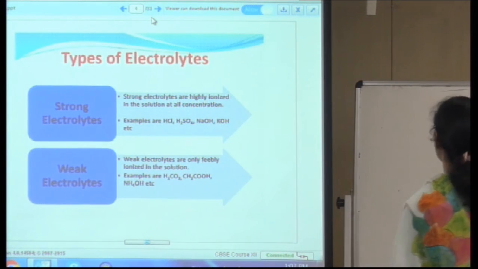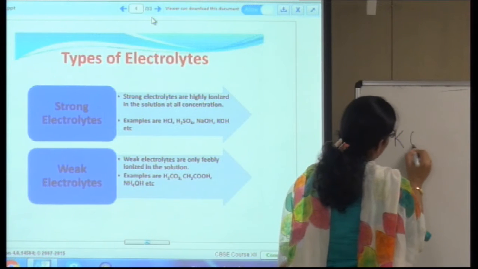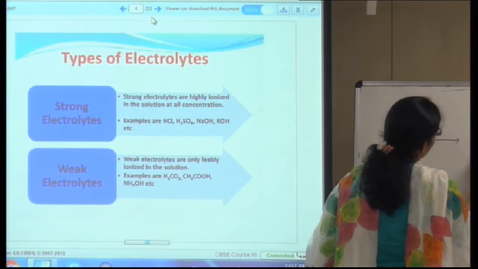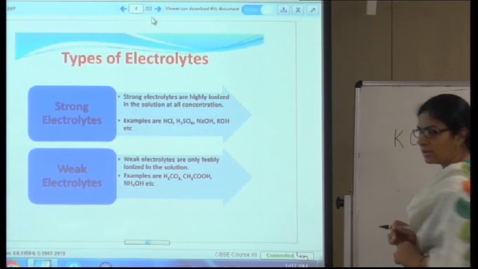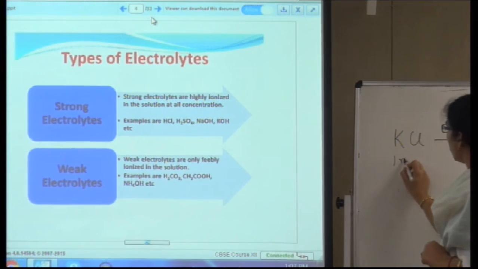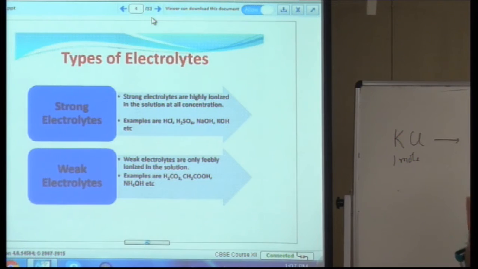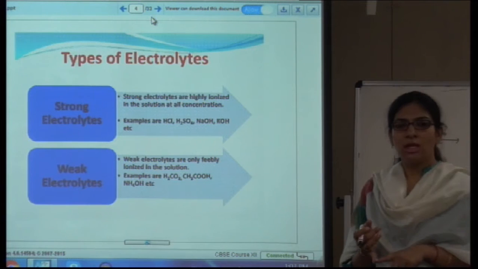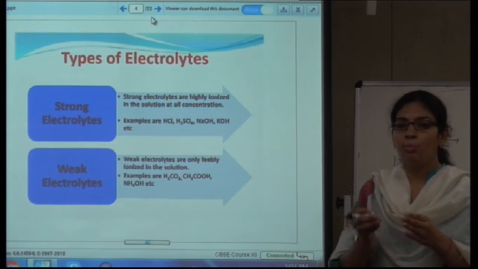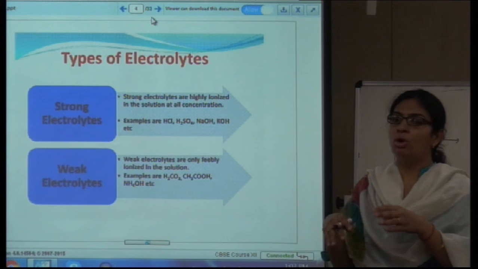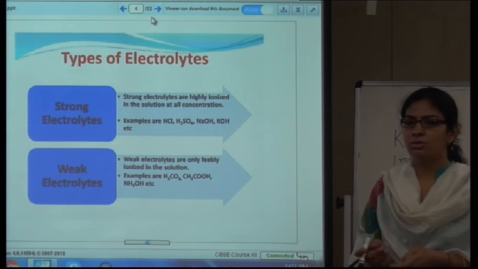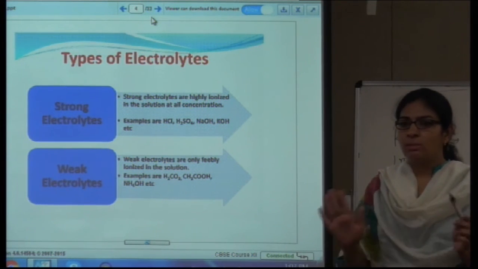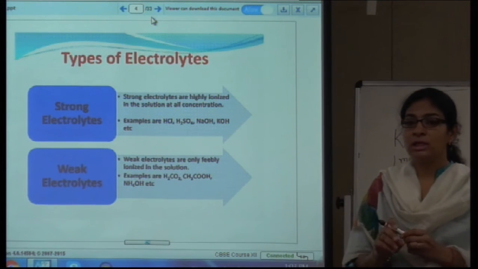See, you have KCl, it will split into K plus and Cl minus. Suppose you take 1 mole of this, then because KCl is a strong electrolyte, you are going to have 1 mole of K plus and 1 mole of Cl minus, because it is completely dissociated. Whether you take a 1 molar solution, a 0.001 molar solution, or 2 molar, 3 molar, 5 molar solution, you are going to get the same number of cations and anions, because it is fully dissociated.